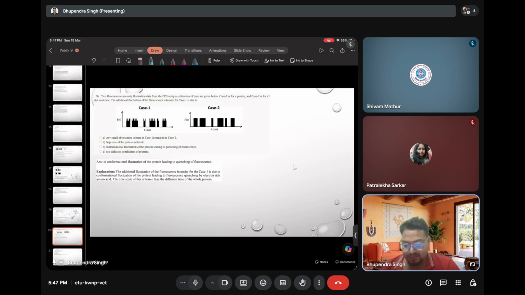Yes, that is possible because the time is in millisecond, and the conformational fluctuation dynamics is in microsecond. So these can be from the conformational fluctuation of the protein, which is leading to the quenching of the fluorescence. So option C is correct. The explanation is that the additional fluctuation of the fluorescence intensity for case 1 is due to the conformational fluctuation of the protein leading to fluorescence quenching by electron rich amino acid.